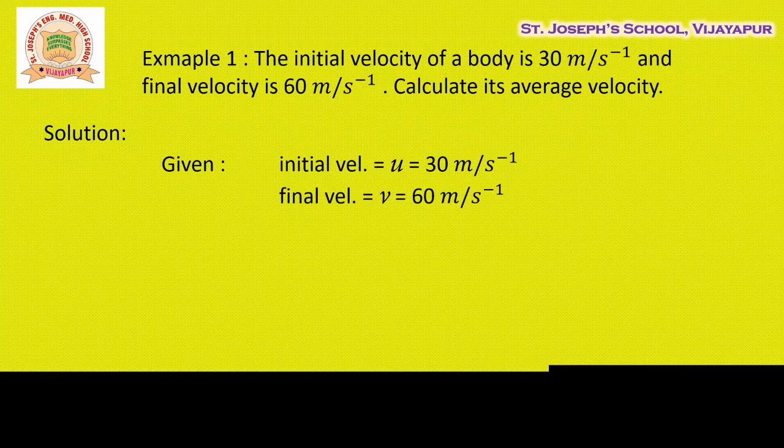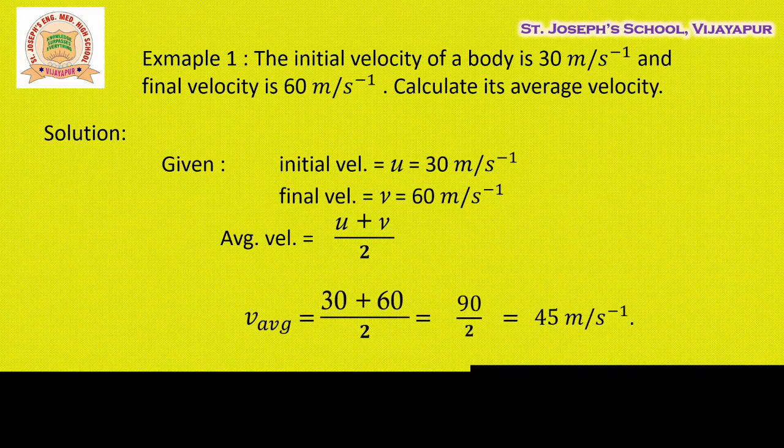First let us write the given data, that is initial velocity. We'll call it U, which is equal to 30 meter per second. Final velocity, we'll call it V, which is equal to 60 meter per second. We know the formula for average velocity is equal to (U plus V) by 2.